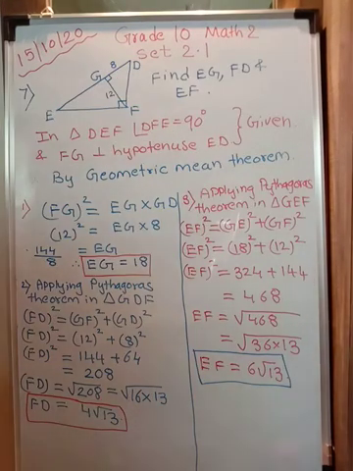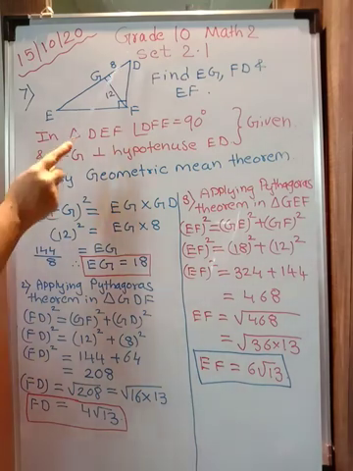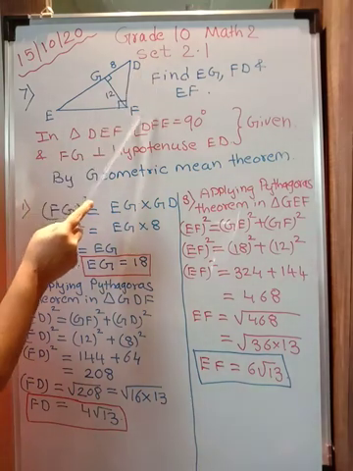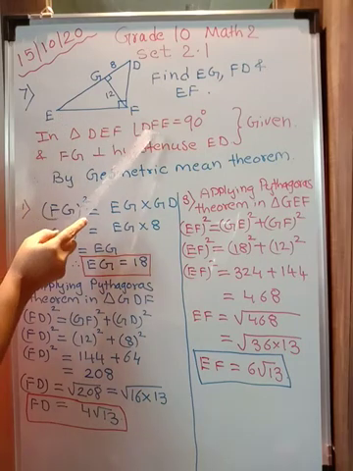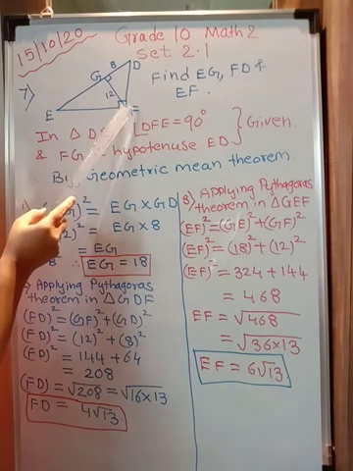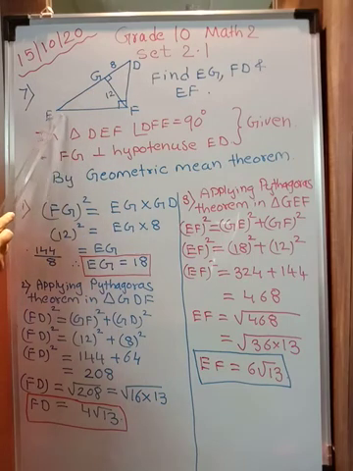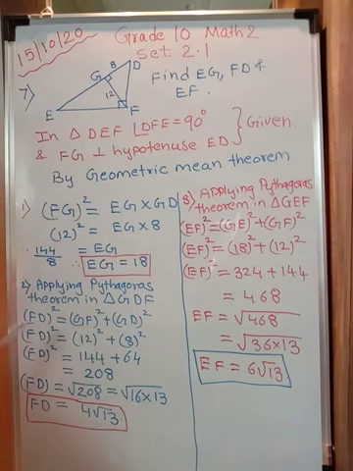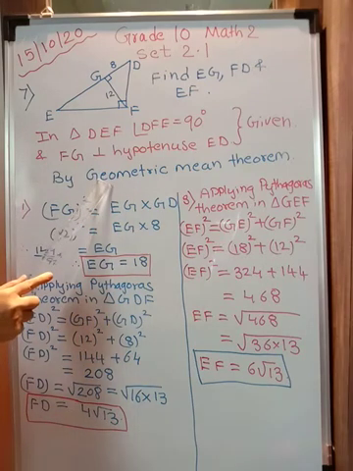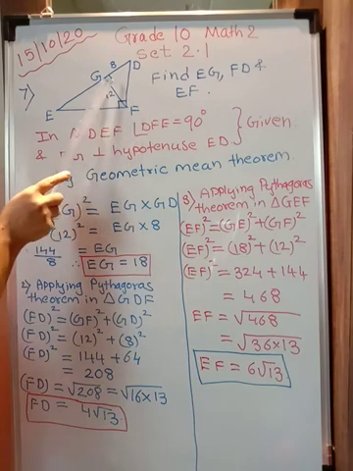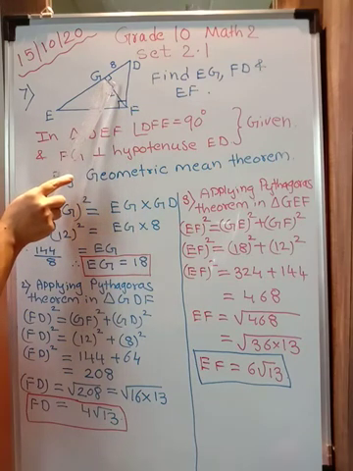Now, look at the 7th problem. This is the diagram given. They have said angle F, that is DFE, is 90 degrees given, and FG is perpendicular to hypotenuse DE. Looking at the diagram itself, we can apply the geometric mean theorem because you have a right angle triangle and there is a perpendicular drawn to the hypotenuse.